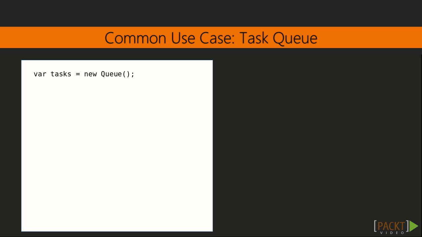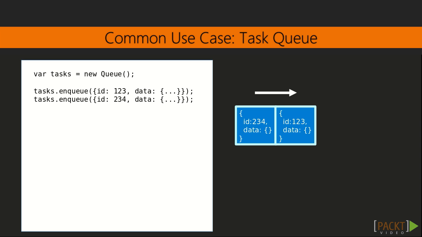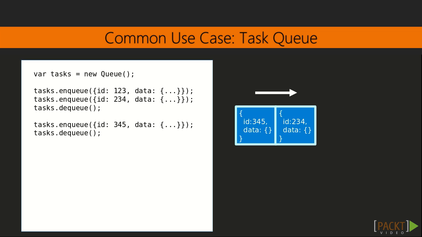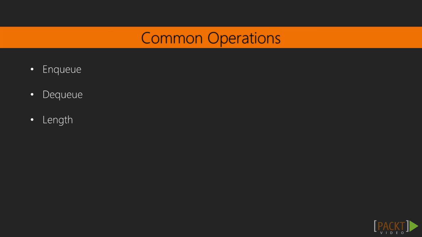A common use case for a queue is a task queue. Tasks to be performed are added to a queue, then they're processed in the same order that they were added to the queue. The usual operations in a queue are enqueue, dequeue, and length. The enqueue operation adds elements to the queue. Remember that elements are always added to the end or the back of the queue. The dequeue operation is the opposite of enqueue, which you can think of behaving similar to an array.pop. Items are always removed from the front of the queue.